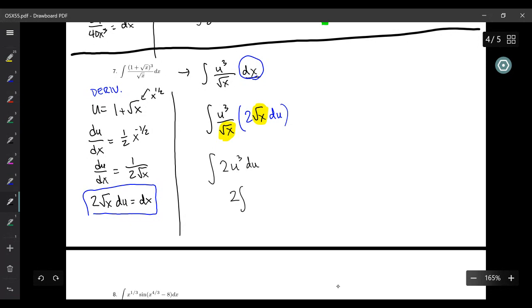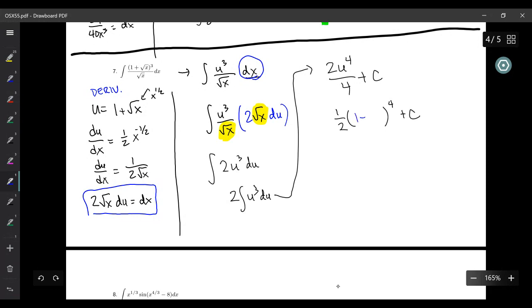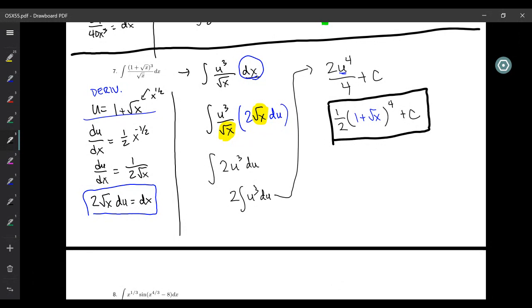Right, so you can pull the 2 out front. Do your power rule. And then you plug the u back in. So 2 over 4 is 1/2. Plug the u, 1 plus root x, back in. The u was a temporary substitution just to clean up our work, so make sure at the end to undo it. And then again, if you have time, check your work.